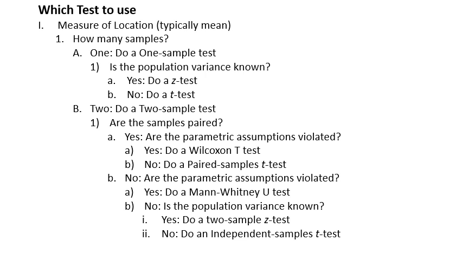Next question is, for B, are the samples paired? No. Then the question is, are the parametric assumptions violated? For that, if yes, we do a Mann-Whitney U. If no, we need to know if the population variance is known. If yes, we do a z-test. If no, we do a t-test.